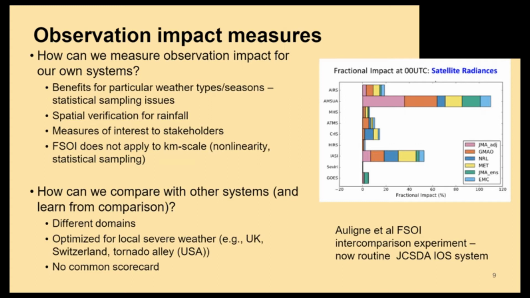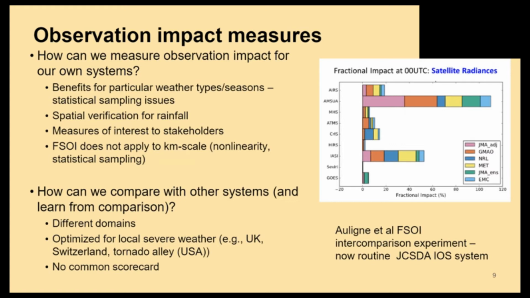Furthermore, the models themselves are optimized for the local types of severe weather that you get. So, for example, a model that runs well in Switzerland is probably pretty good at alpine mountain severe weather, but might not be very good at modeling the sorts of behavior that you have in the Great Plains of the US, in Oklahoma or somewhere like that. And finally, because of that, there's no common scorecard of measures that one could compare between systems.